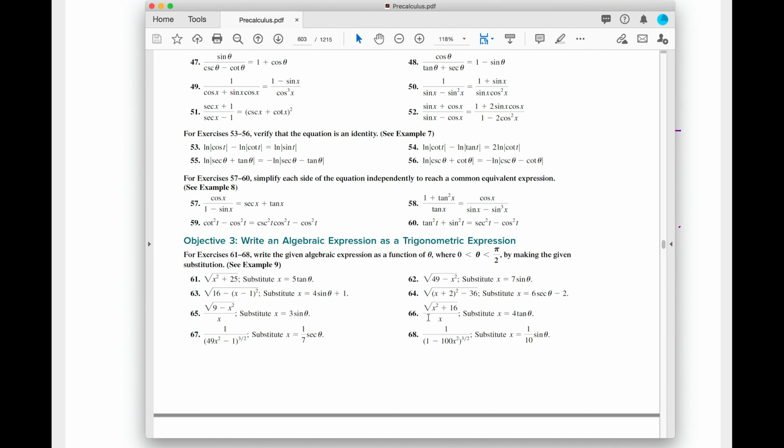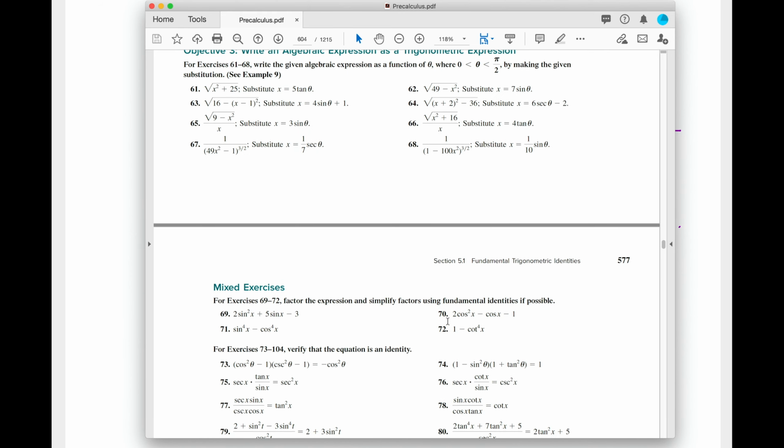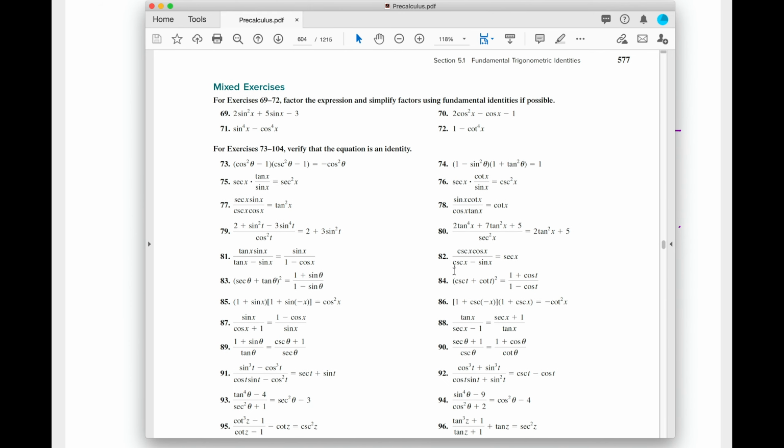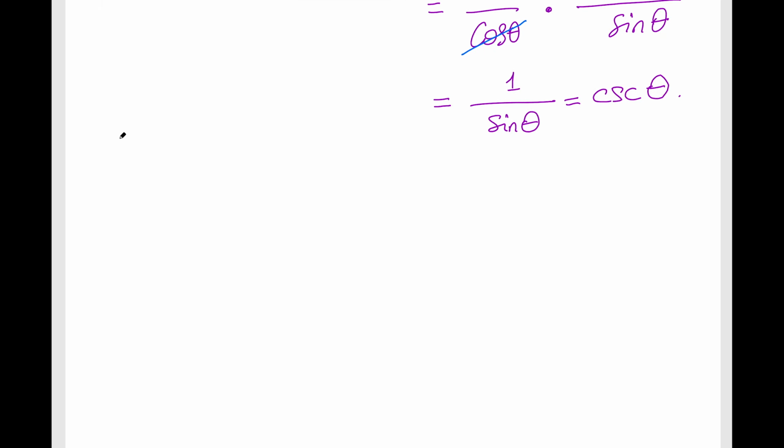So we're done with 66. The rest are very similar. How about we do one of these 4 guys? How about this one, 72. The question is: factor the expression and simplify factors using fundamental identities if possible. So number 72. We have 1 minus cotangent to the power 4 of x.